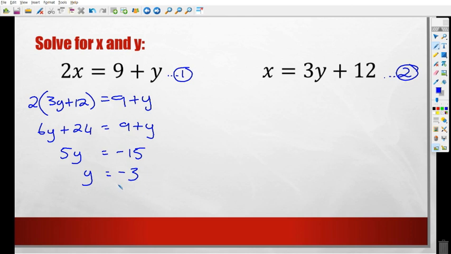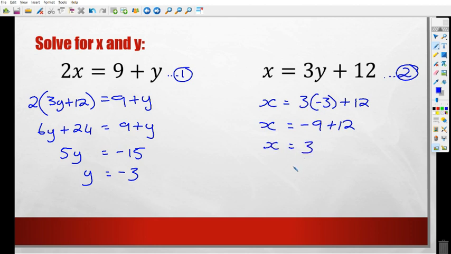Now I know what y is. So how am I going to find x? I'm going to substitute in for y. So x is equal to 3 times y, which is negative 3, plus 12, which is negative 9 plus 12. What is negative 9 plus 12? x is equal to 3. I'm hoping this is making sense now to you guys.